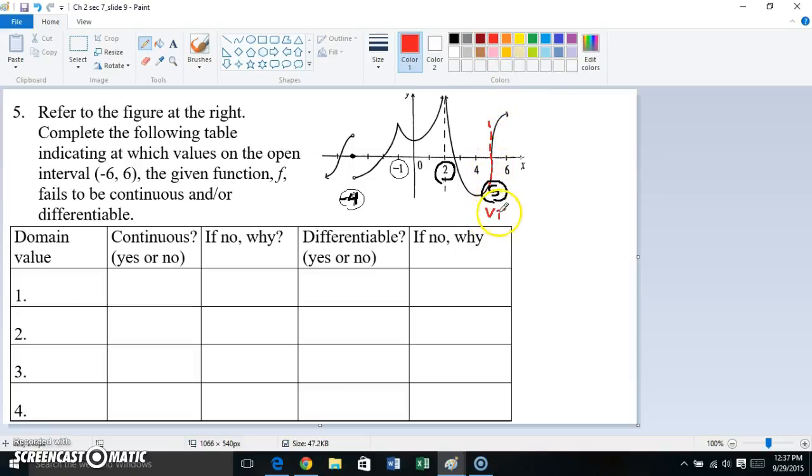I think there's a vertical tangent. At 2, there's an asymptote. At 1, there's a sharp point. And at 4, there's a jump. So these are all the places of the first 3 are discontinuity. Okay, so x equals -4, x equals -1, x equals 2, and x equals 5.